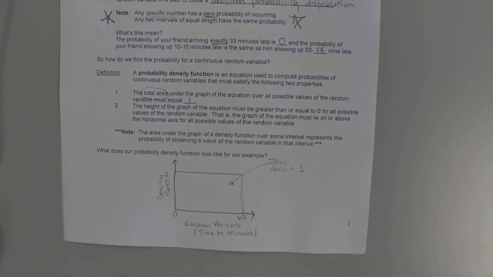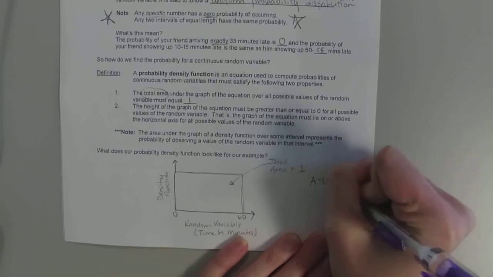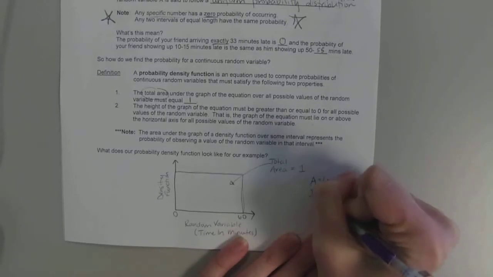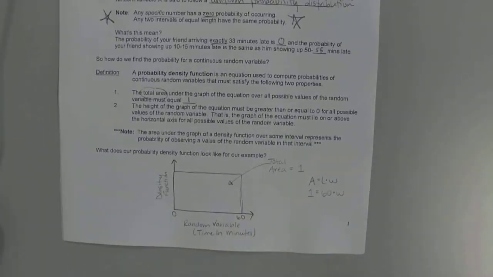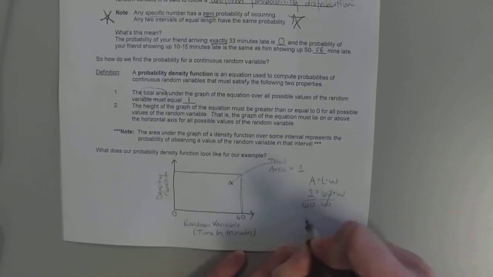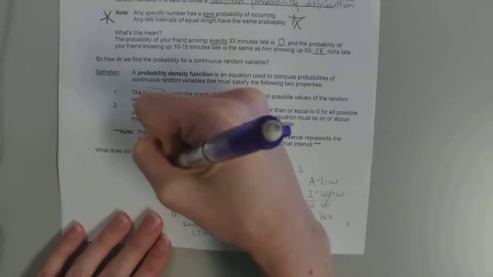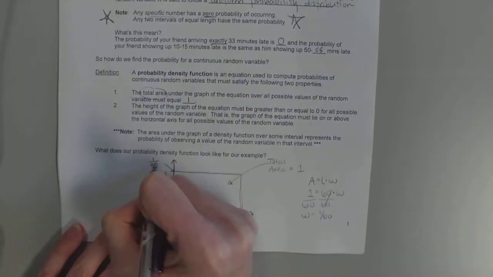We sure can. So if you need to, just off to the side, let's write that. Area equals length times width, but we know the area equals 1, and we know the length is 60. So we should be able to figure out W. What do I need to do to isolate W? Divide by 60. So W equals 1/60. So I'm going to label that. That's this height right here.